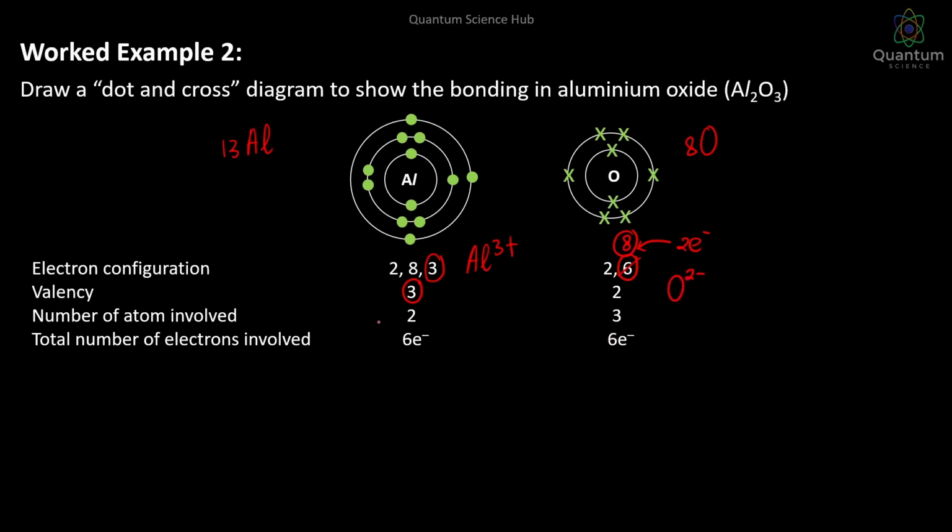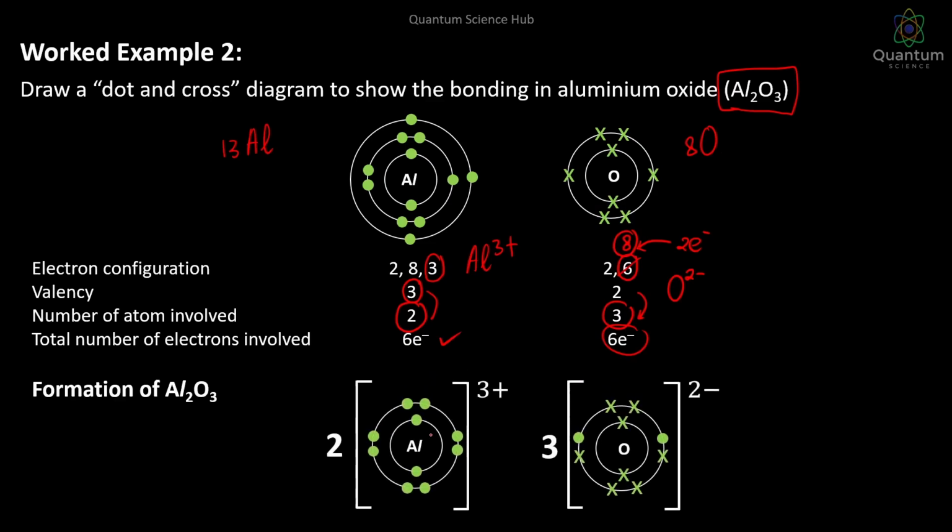Now, the number of atoms involved, based on the chemical formula Al2, means there are 2 aluminum. And for oxygen, we have 3 oxygen. So the total number of electrons involved for aluminum is 3 times 2, which is 6. And for oxygen it is 2 times 3, also 6 electrons, right? And this is how Al2O3 forms.